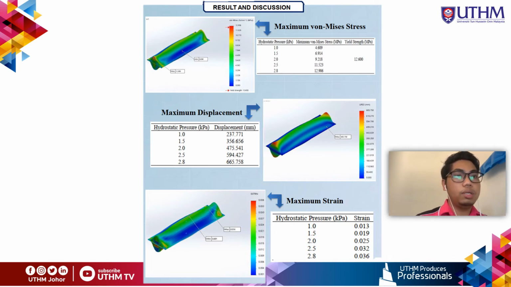So next we go to the maximum displacement. For the maximum allowable 2.8 kilopascal, we get 665.758 millimeter. So it is displaced from 0 to 665.758 millimeter from its original place, that is from the maximum allowable. Then we go to the maximum strain, where the hydrostatic pressure for maximum allowable is 2.8 kilopascal. We get a strain value of 0.036.